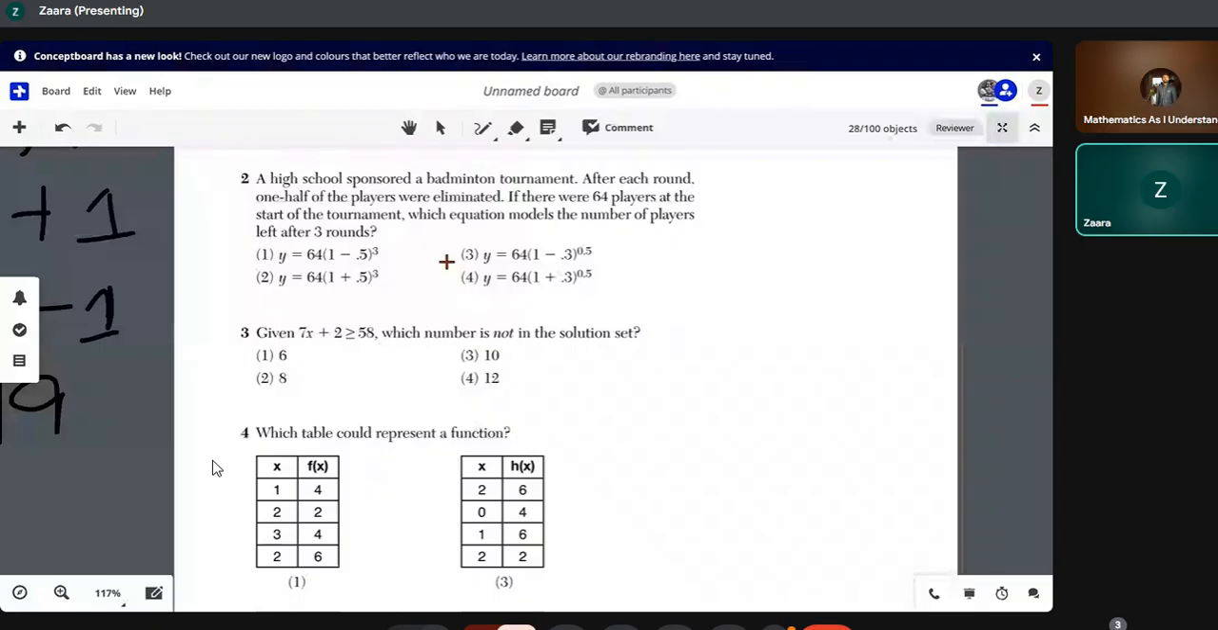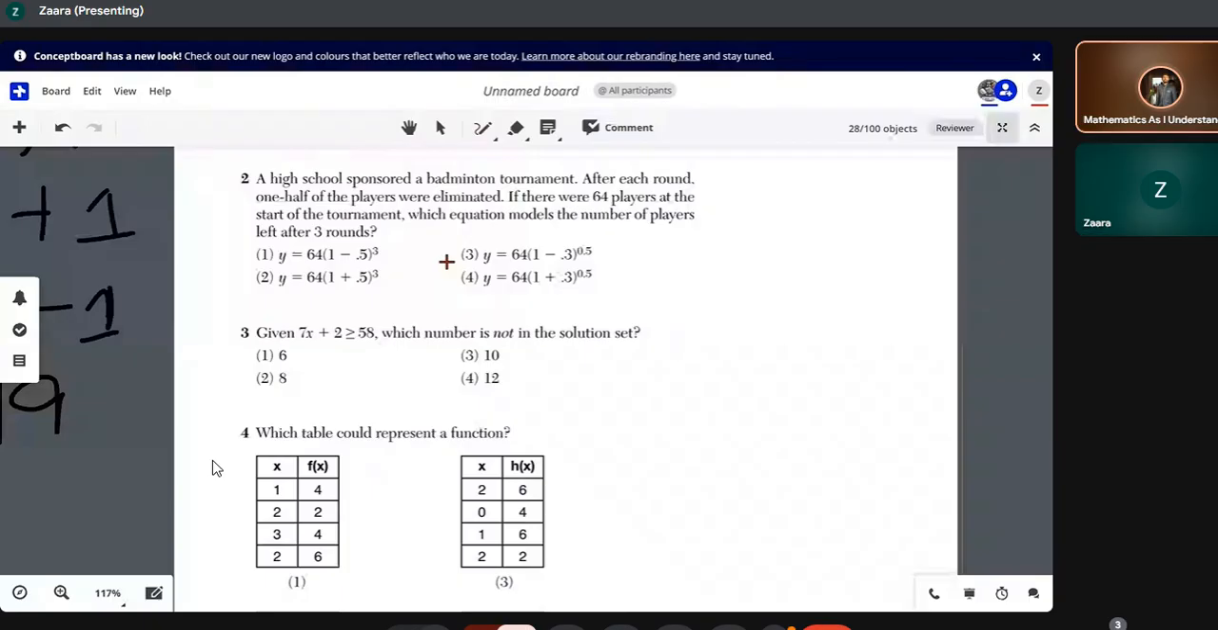Since if you do half of the players, you get 0.5, and this is the initial amount of the players. 64 is the starting amount. So I think this is the model.